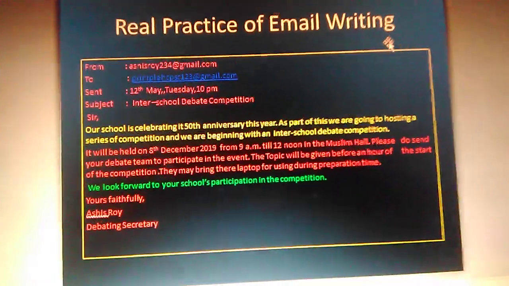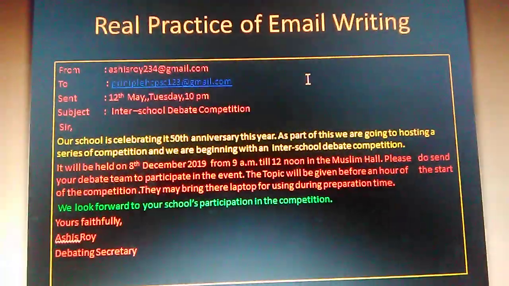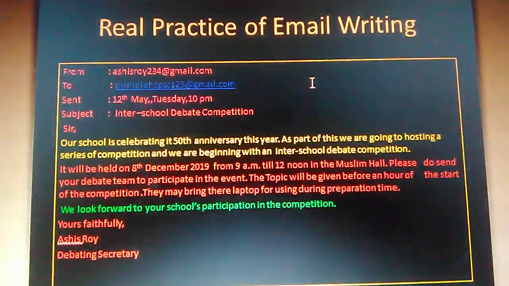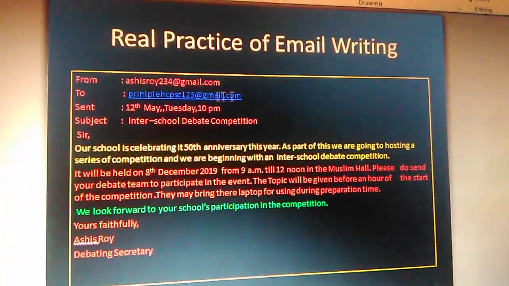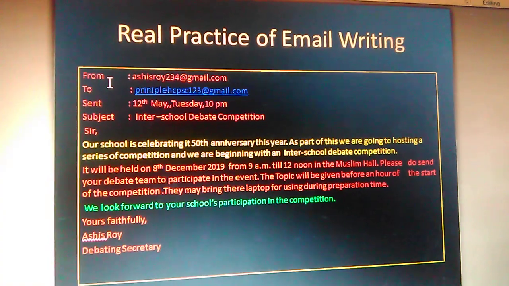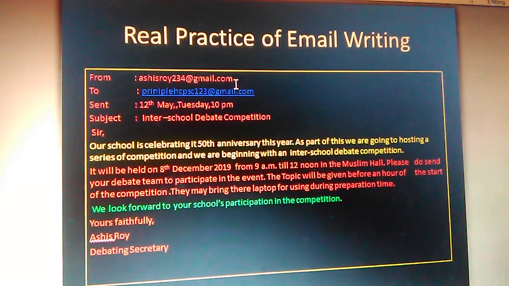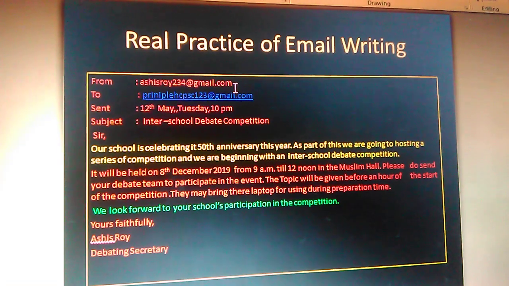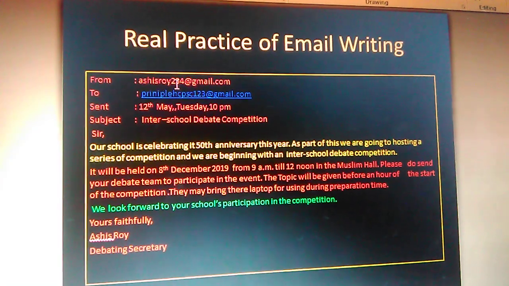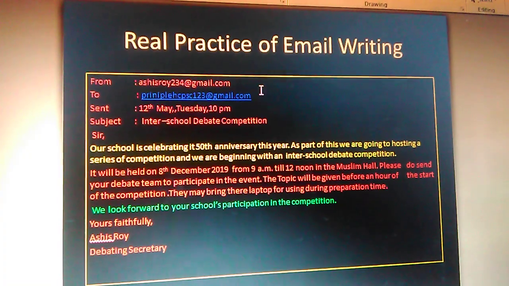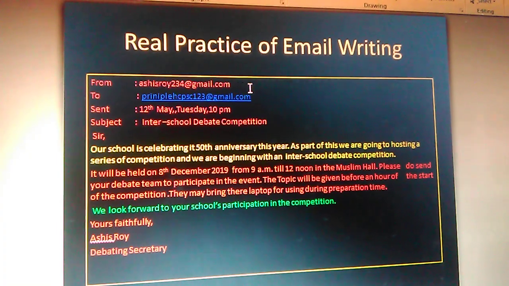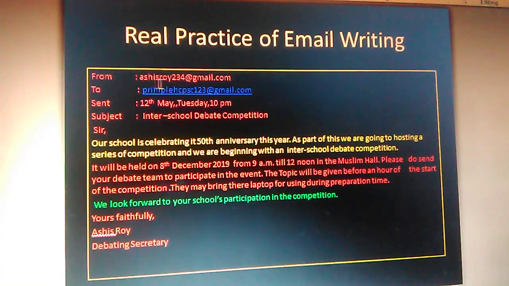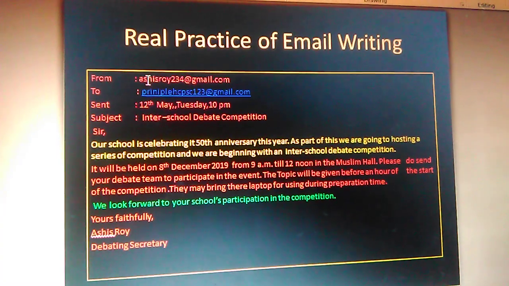A real practice of email writing based on this sample question. At first look here, it is from. From means who is going to write the email. This is Ashish Roy 234 at gmail.com. You are going to write the email address of the sender and the receiver. This is the email address of the sender.